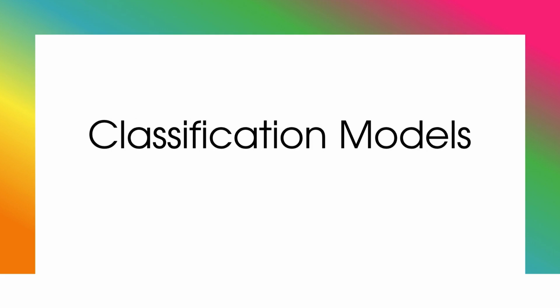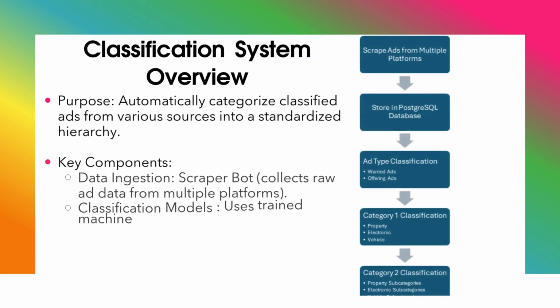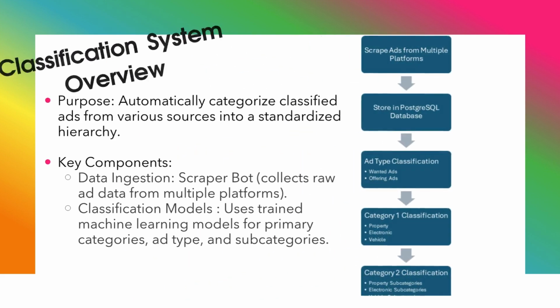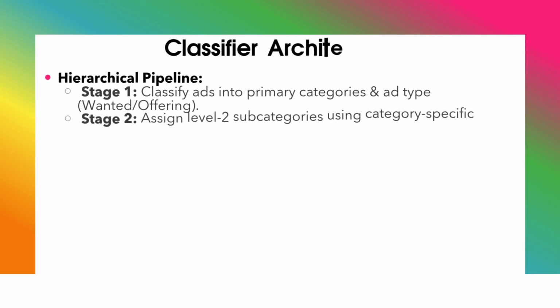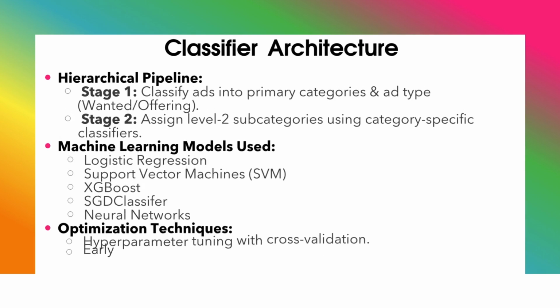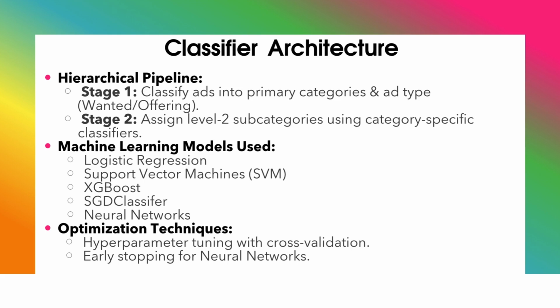To make sense of the large volume of scraped ads, we needed a way to organize them consistently. This brought us to our classification system, which plays a central role in structuring the data. We implemented a hierarchical classification pipeline. The first stage identifies the main category of the ad and whether it's a wanted or offering type. The second stage assigns a more specific subcategory using dedicated classifiers tailored to each main category.